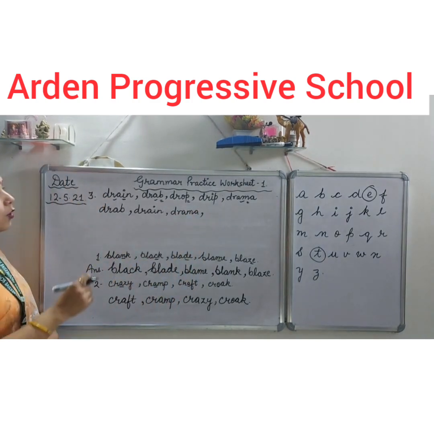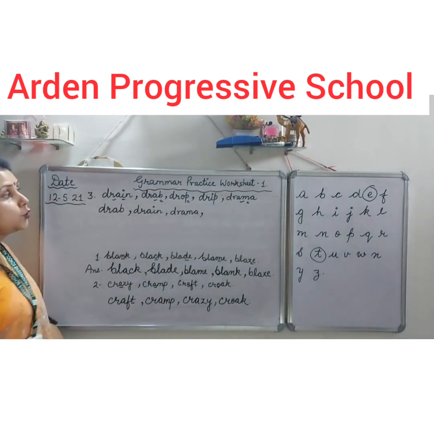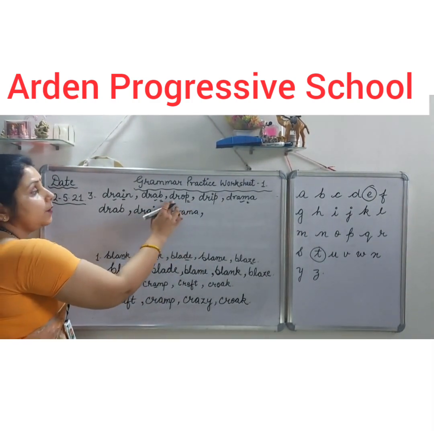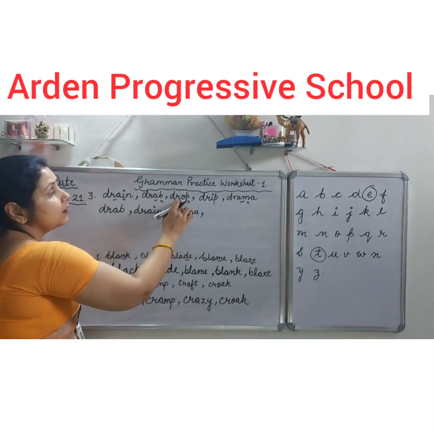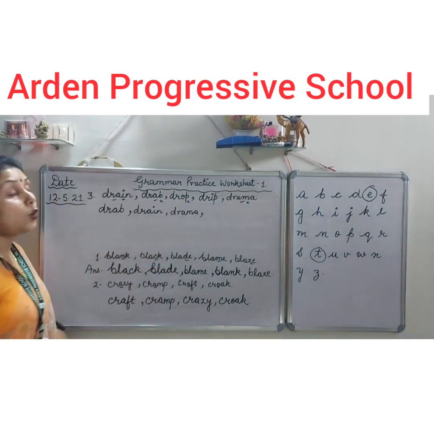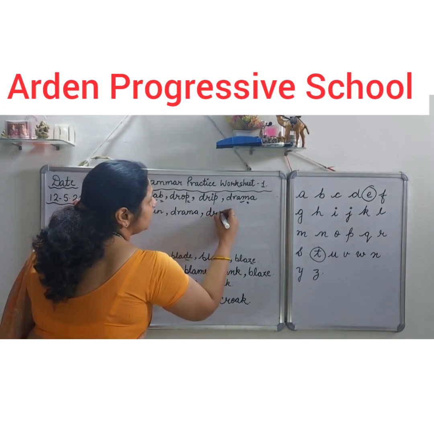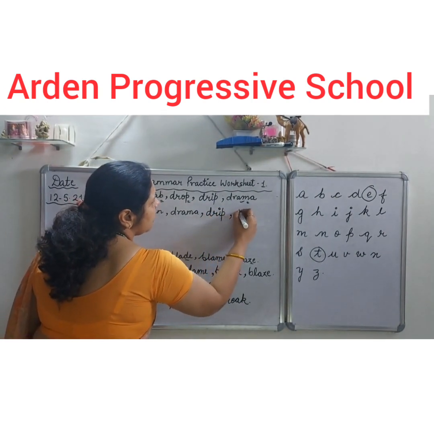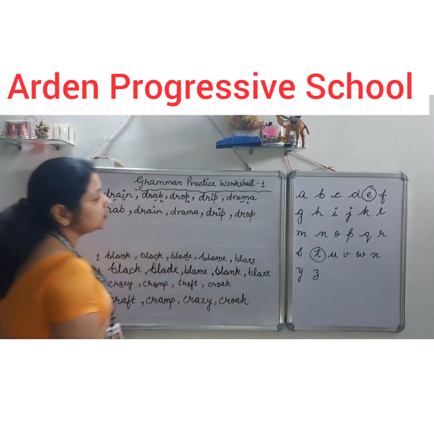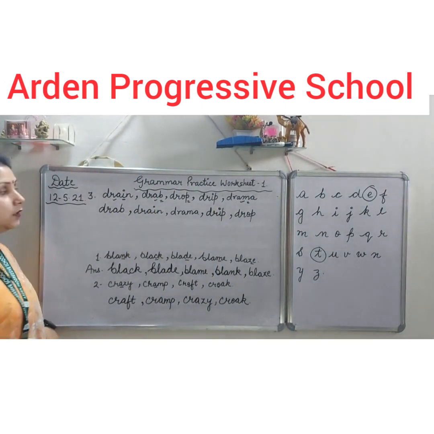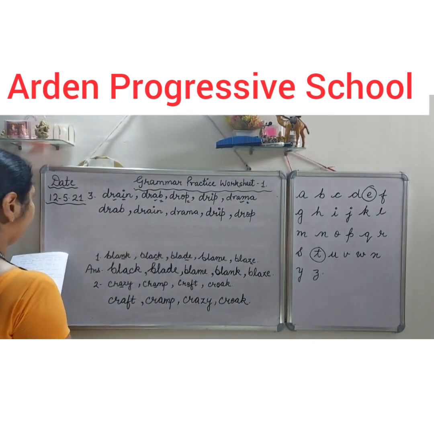Now, only two words are left, drop and drip. So, you will again compare. First and second letters are same. Third, O and I. I will come first. So, you will write D-R-I-P, drip. And at last, D-R-O-P, drop. So, like this, you will arrange these words in alphabetical order.